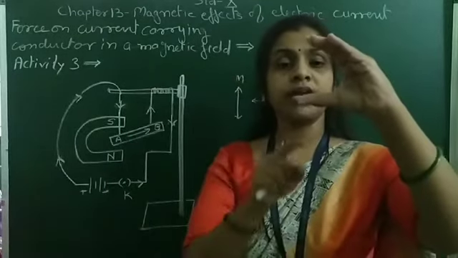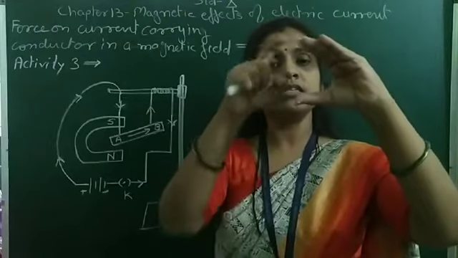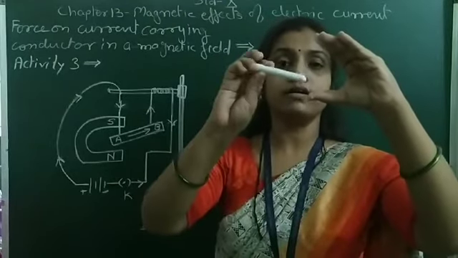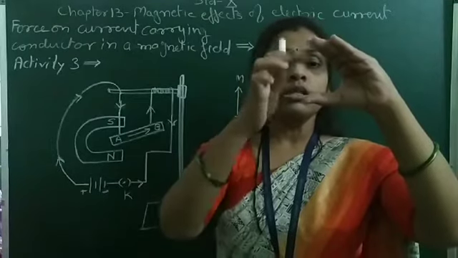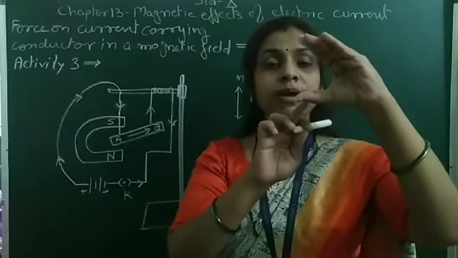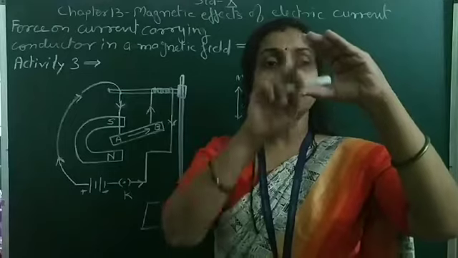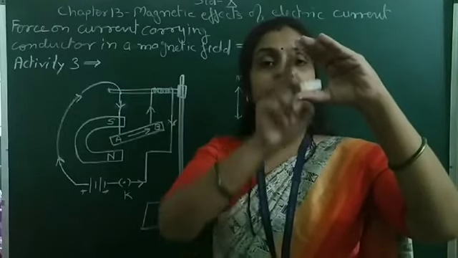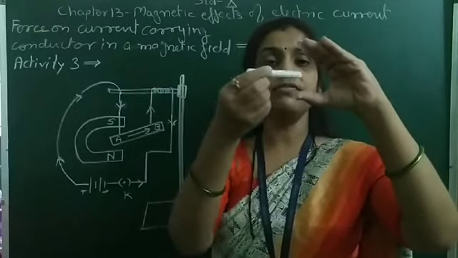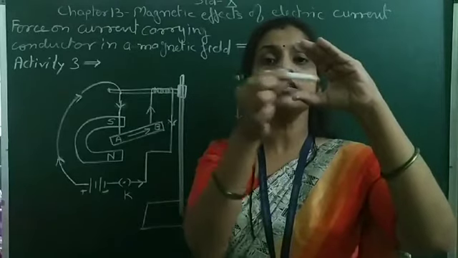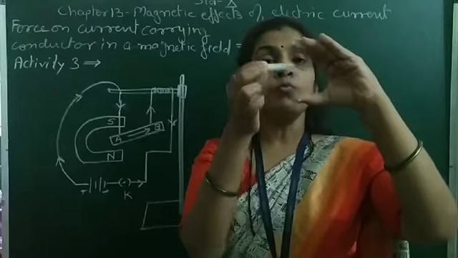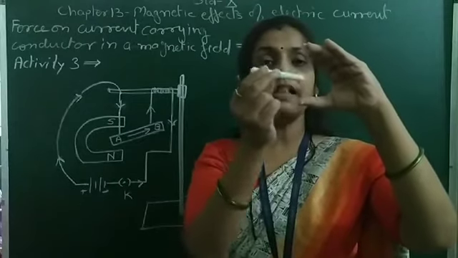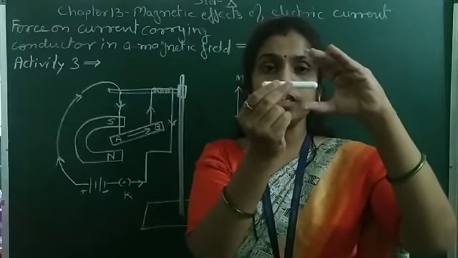this is a horseshoe magnet, this is the north pole and this is the south pole, and suppose this is our current carrying conductor. So the magnetic field is directed upward, in the vertical direction. And if this is a current carrying conductor, what is the direction of the current? The direction of the current is horizontal. So both the magnetic field and the current are perpendicular to each other.